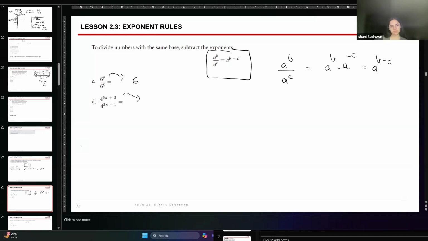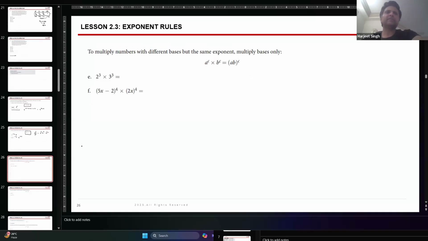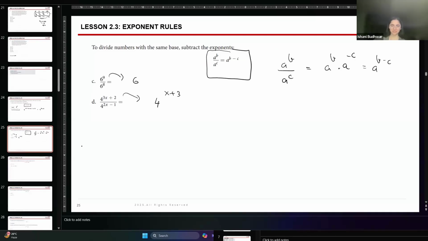And what will this be? x plus 1... x plus 3. Correct. x plus 3.